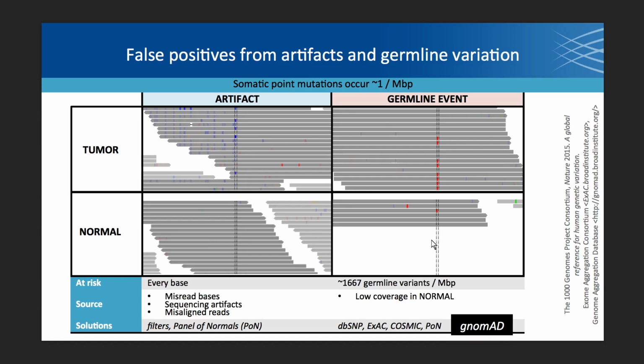We deal with these kinds of events by telling our tools what sites are commonly variant using, say, dbSNP, ExAC, the panel of normals, and these days, gnomAD. gnomAD is a very large data set of common variation, I think 20,000 genomes and 120,000 exomes. That's a lot of data. So you can get allele-specific frequencies from that sort of data.